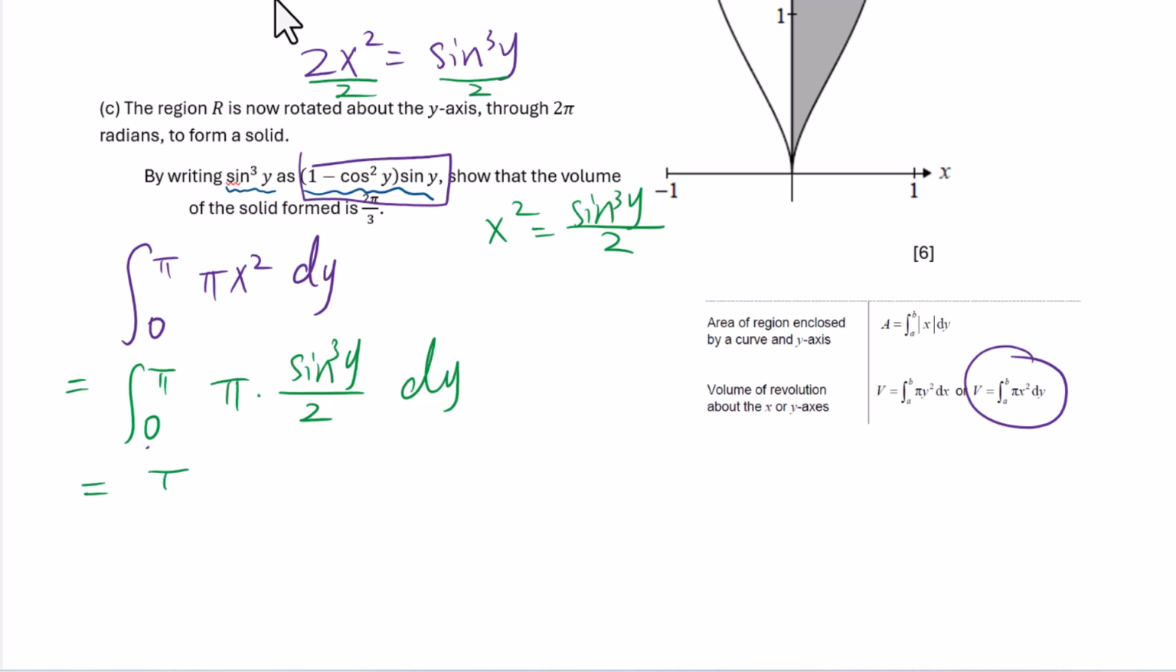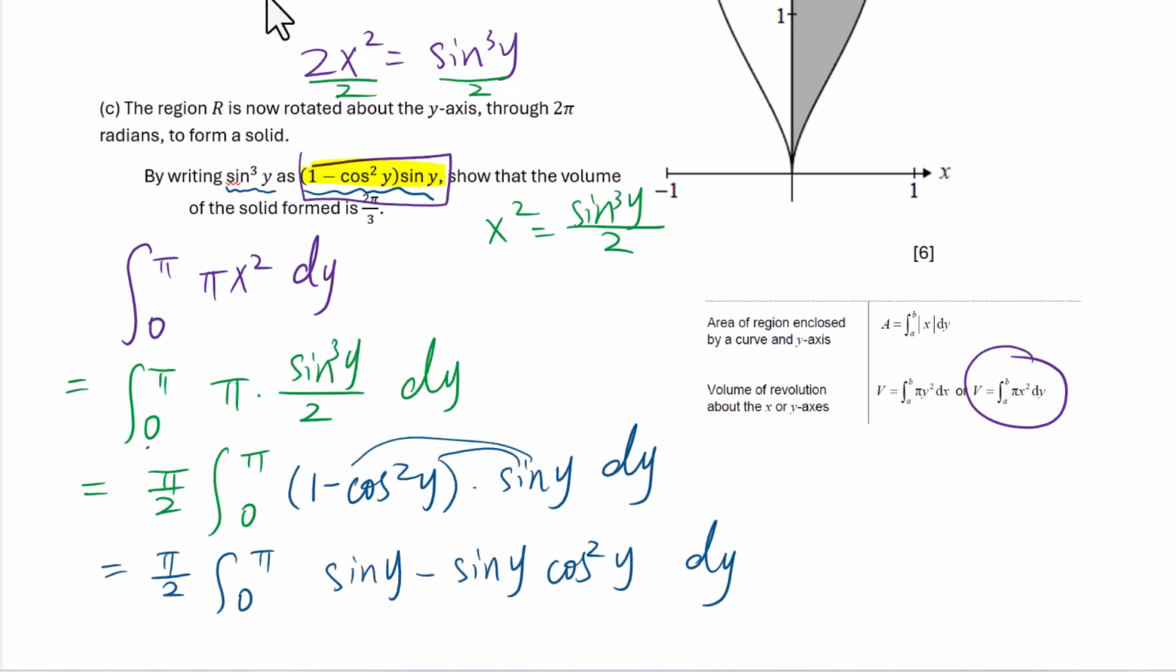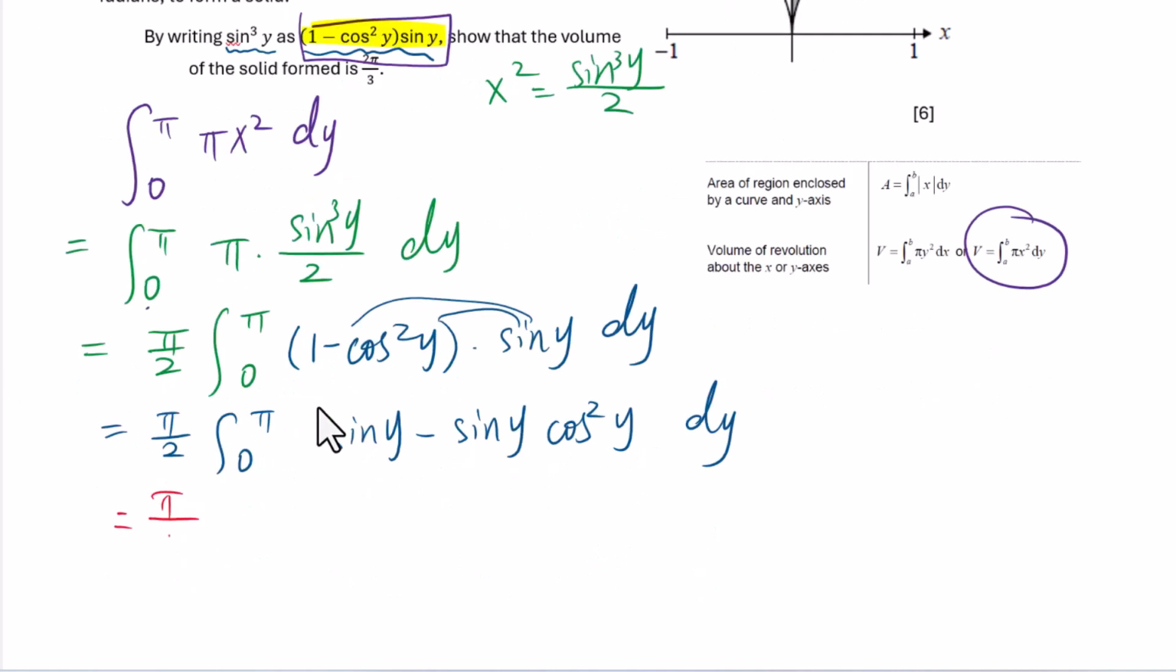I will take pi over 2 out. Definite integral from 0 to pi. Change sine to the third power y into this. Distributive property: pi over 2, integral from 0 to pi of sine y minus sine y times cosine squared y. For the integral of sine y dy, we get negative cosine y.